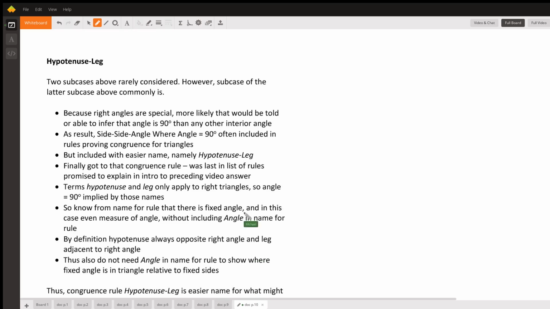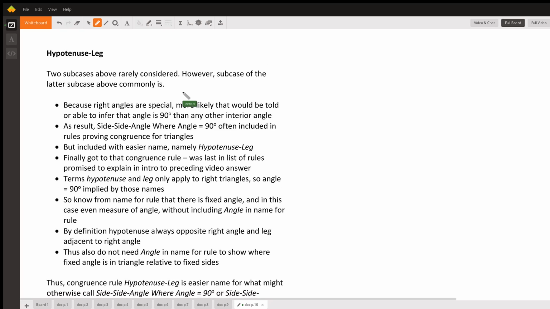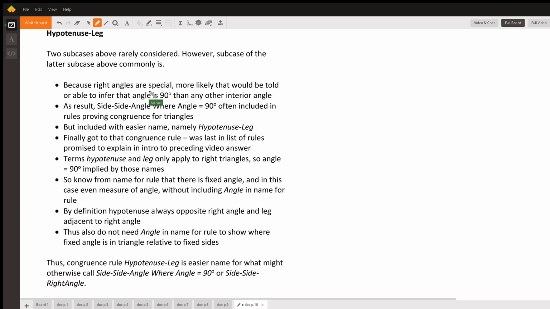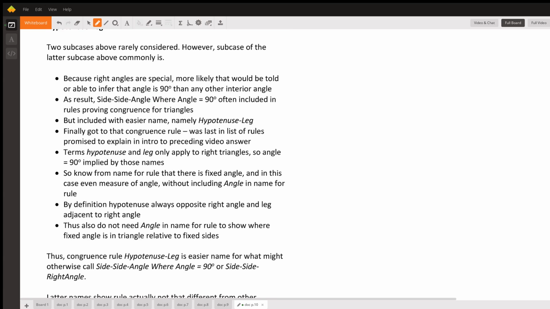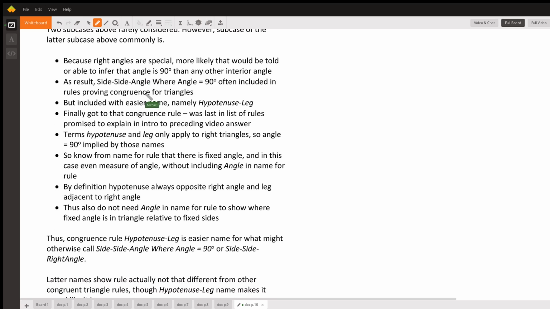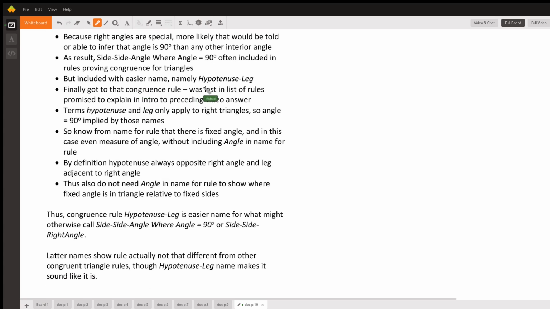And finally, one last thing, hypotenuse leg. The previous two subcases are rarely considered, but this one is a subcase of the second subcase above. This one is commonly considered a rule of congruence. Why? Well, right angles are special, and we're more likely to be told or be able to infer that an angle is 90 than any other interior angle. So this is often included in the rules, but with an easier name, hypotenuse leg.